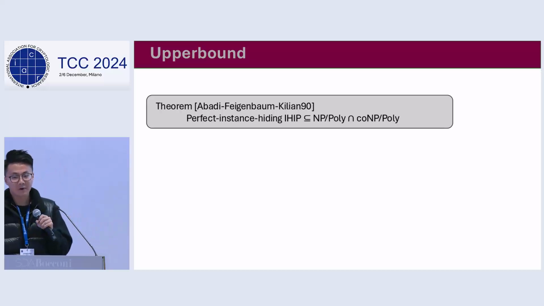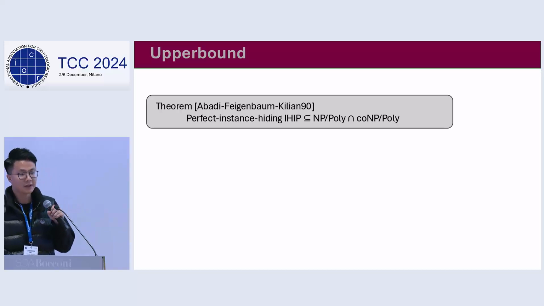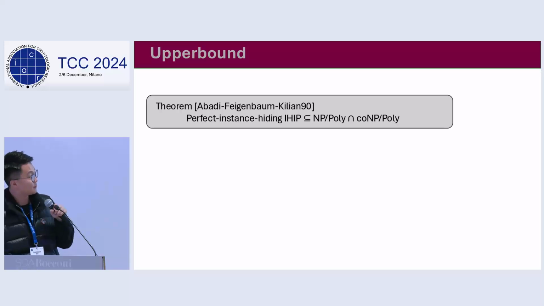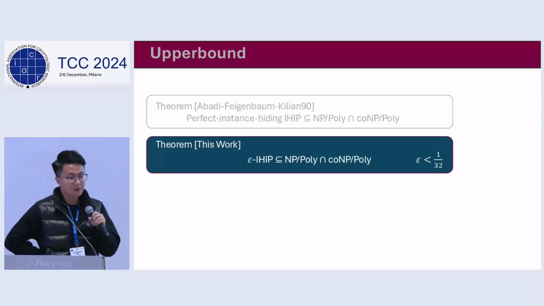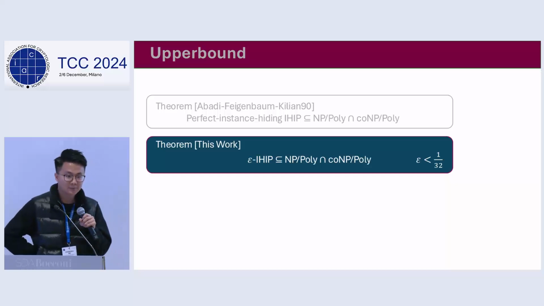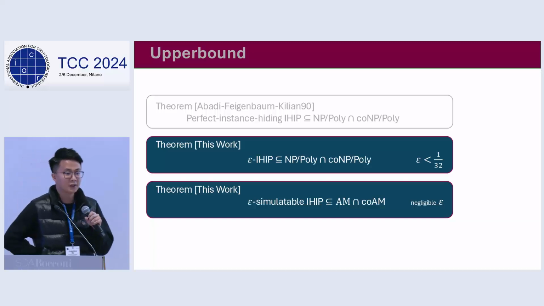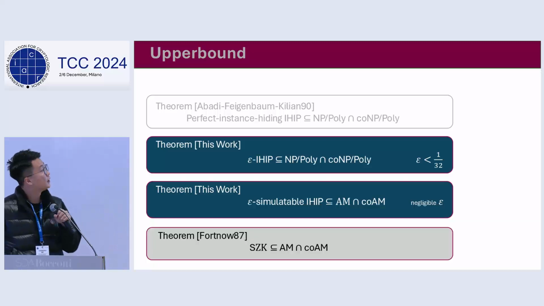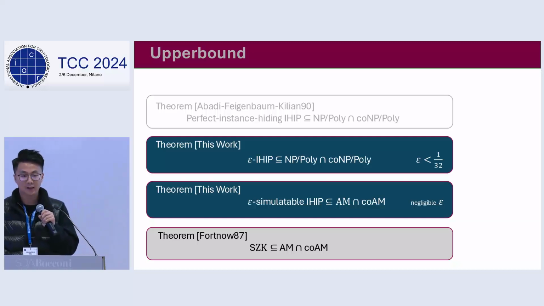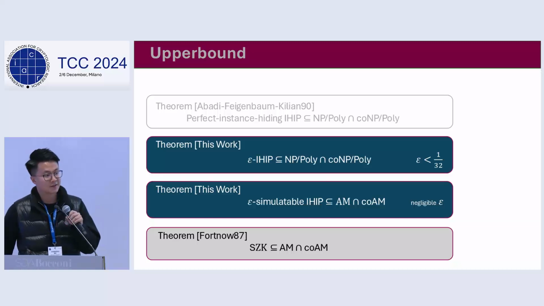For the first question, the upper bound, previous work by Abadi, Feigenbaum, and Kilian shows that perfect instance-hiding HIP is a subset of NP/poly intersect coNP/poly. This means that an NP-complete problem is unlikely to have a perfect instance-hiding HIP unless the polynomial hierarchy collapses. The result, however, cannot be extended to general HIP. In our work, we extended the upper bound to any epsilon-HIP where the instance-hiding error can be as large as some constant.